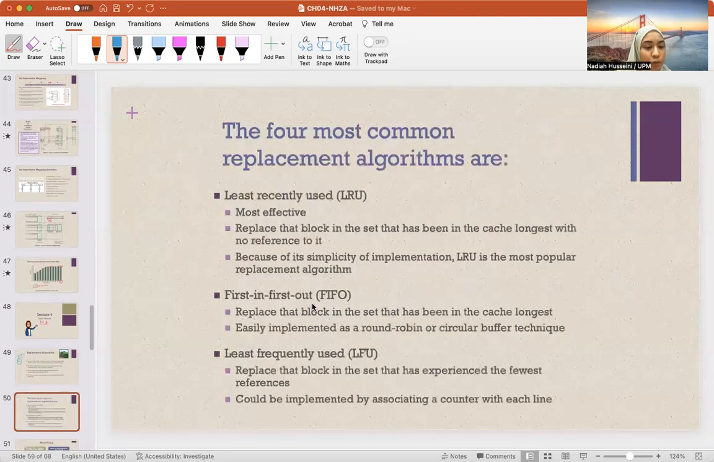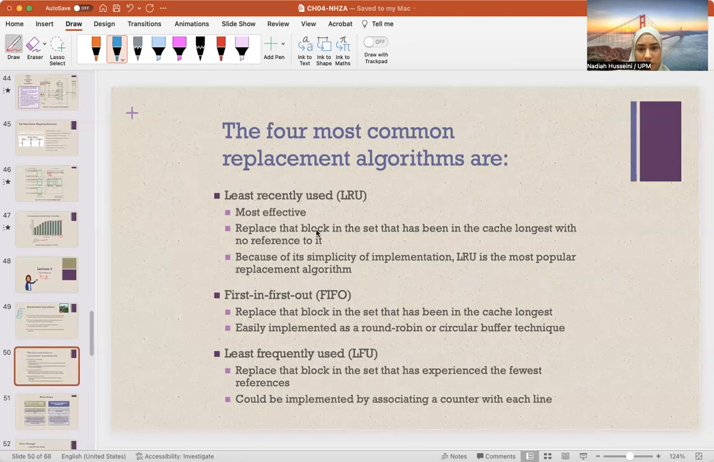So we have several approaches to replace our cache line. This is the 4 most common. I can only find 3. Okay, let me get back to you on this one. So we only have 3 here: 1, 2, 3. The first one is least recently used, or LRU.